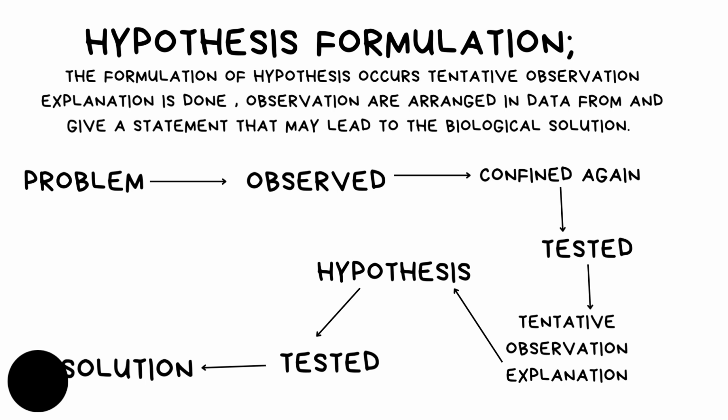The steps are pointed out as follows. The problem is observed, then it is confined and tested, then it is tentatively represented, and the explanation is done. Then the hypothesis is synthesized, then again tested, and then the solution is predicted, or some sort of statement is predicted that can cover the whole problem.